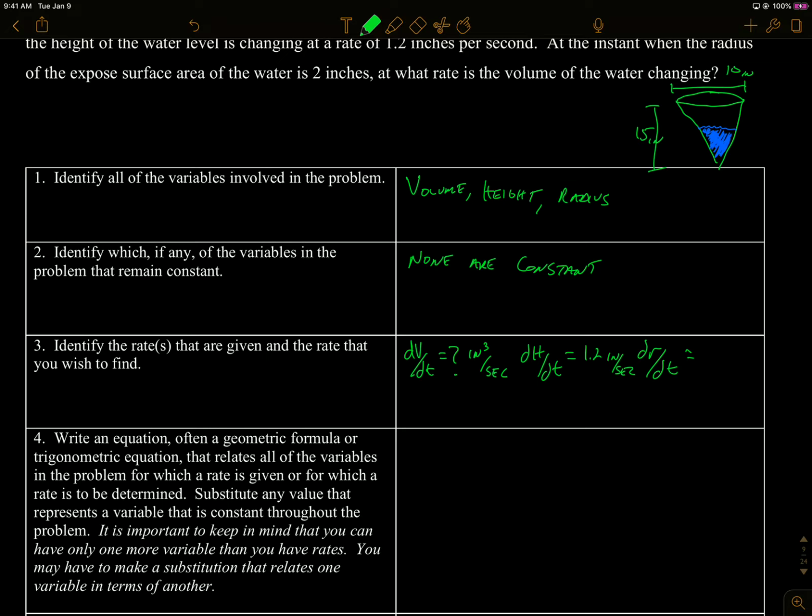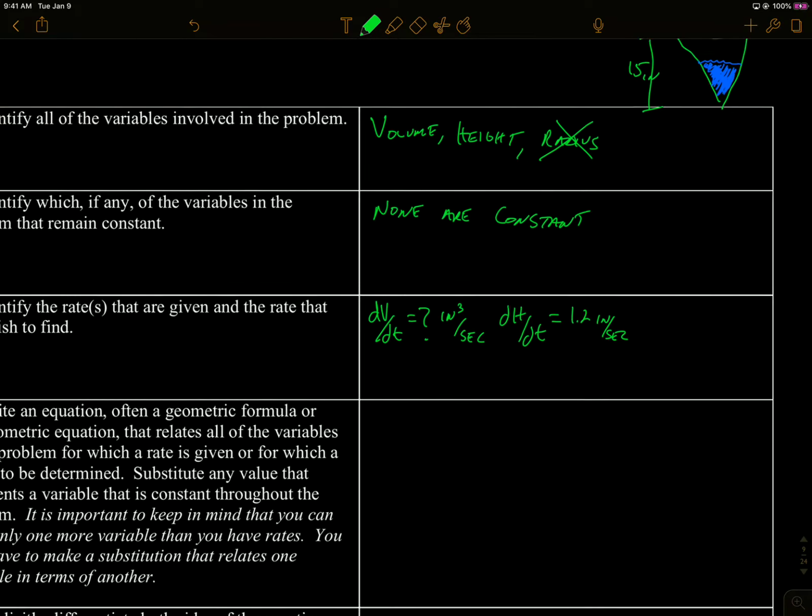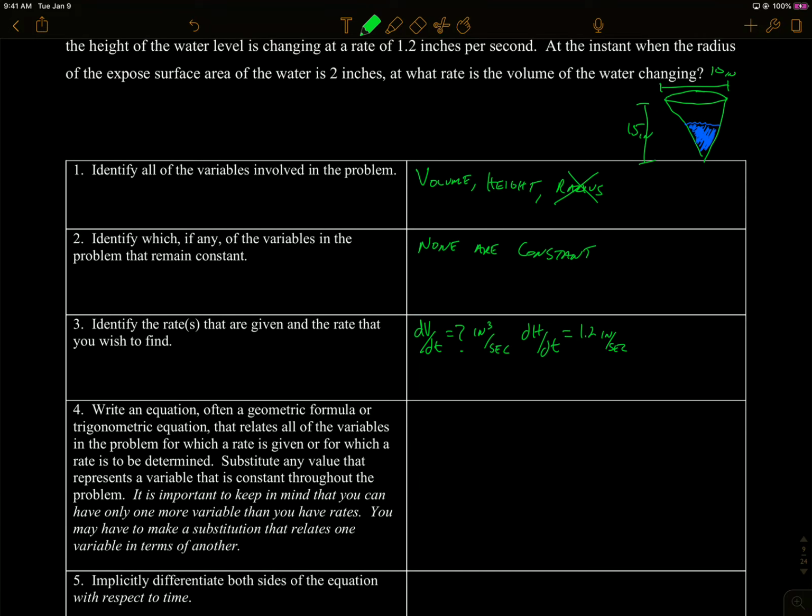So you can only have one unknown rate. So what about this dr/dt here? The problem is we don't have it and we can't really get it. So we can't have r in our equation when we go to take the derivative. So somehow we've got to get rid of the r so I don't have the dr/dt. The way I'm going to do that is I need some type of a side equation where I can relate radius to height, so I can make a substitution and write everything in terms of height.